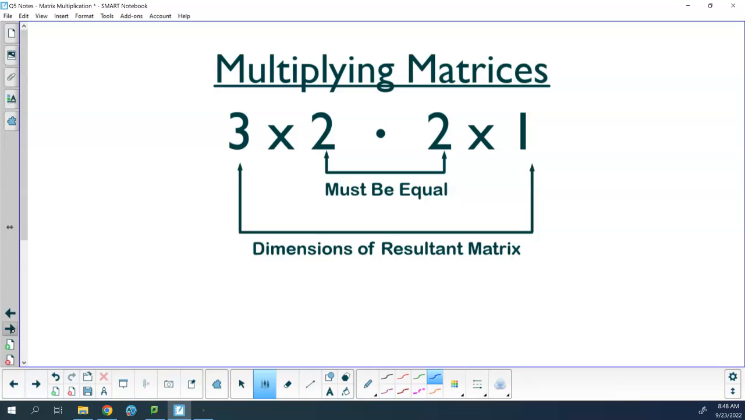Because of this step, the order that you multiply matrices in matters. It's the only time in math where the order of multiplication matters. Normally, 6 times 8 is the same as 8 times 6. That's the commutative property. In matrices, that does not apply.